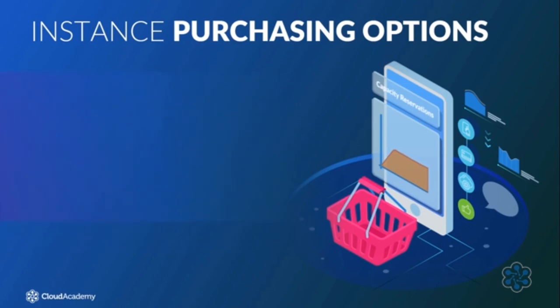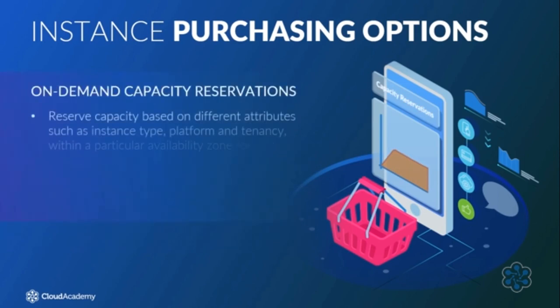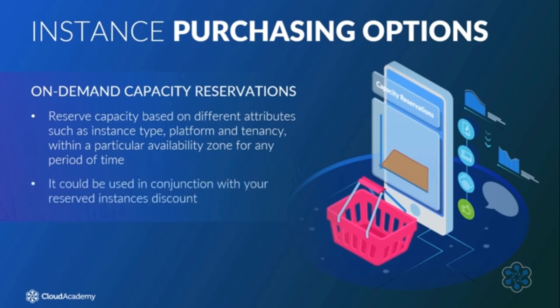Capacity reservations allow you to reserve capacity for your EC2 instances based on different attributes, such as instance type, platform and tenancy, etc., within a particular availability zone for any period of time. This ensures that you always have the available number of instances you require within a specific availability zone immediately. This capacity reservation could also be used in conjunction with your reserved instances discount, providing you additional savings.